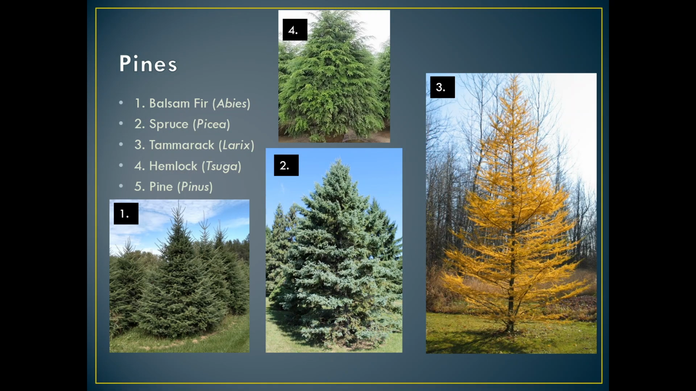So the first family are the pines, which include the balsam fir, a number of different spruce, the tamarack, the eastern hemlock, and a number of different pines. These are all the genera names here on the side, in case you want to know the scientific names. One thing to note, the tamarack is the only evergreen species that does change color in the fall and loses its needles, so technically it's not an evergreen, but it's still a gymnosperm.